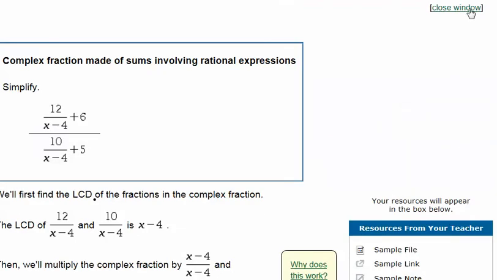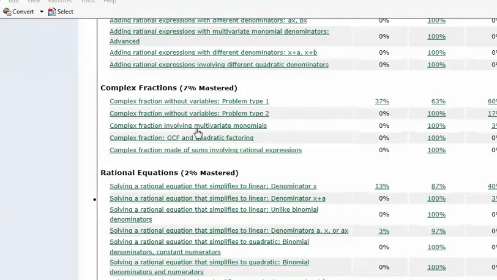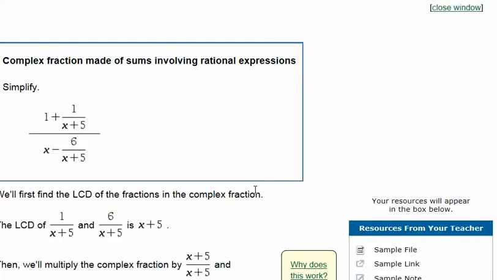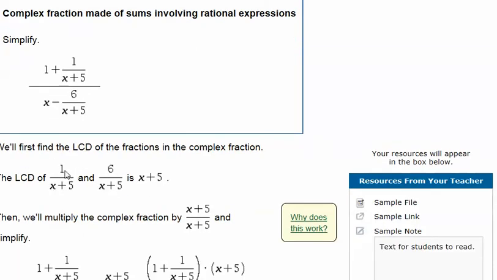Okay, let's do another one of these. So we're asked to simplify this. And if you'll recall from the last problem, one of the first things we want to do is find the lowest common denominator of this and this, because if we multiply the top and the bottom by the lowest common denominator, then perhaps we could get the fractions to go away. So the least common denominator of 1 over x plus 5 and 6 over x plus 5 is x plus 5. So we're going to multiply this and this both by x plus 5.